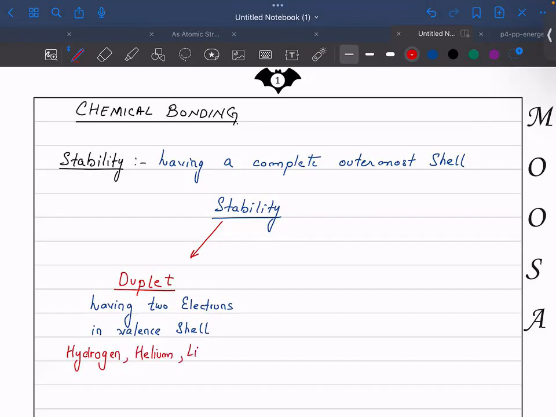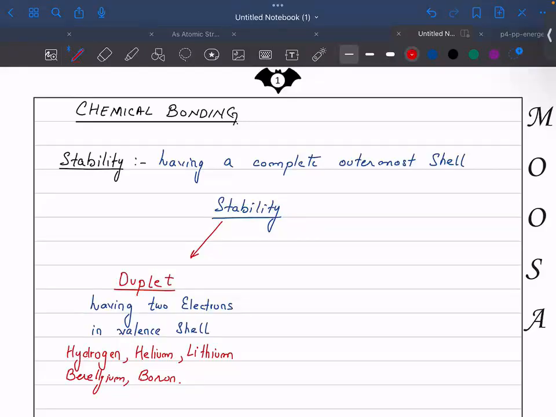Then we have lithium that gets stable with 2 electrons in its outermost shell. And then beryllium. And in some compounds it's boron, जो कि 2 electrons के साथ खुश है. Outermost shell में अगर 2 electrons हो जाएं तो वो कहता है I am stable.